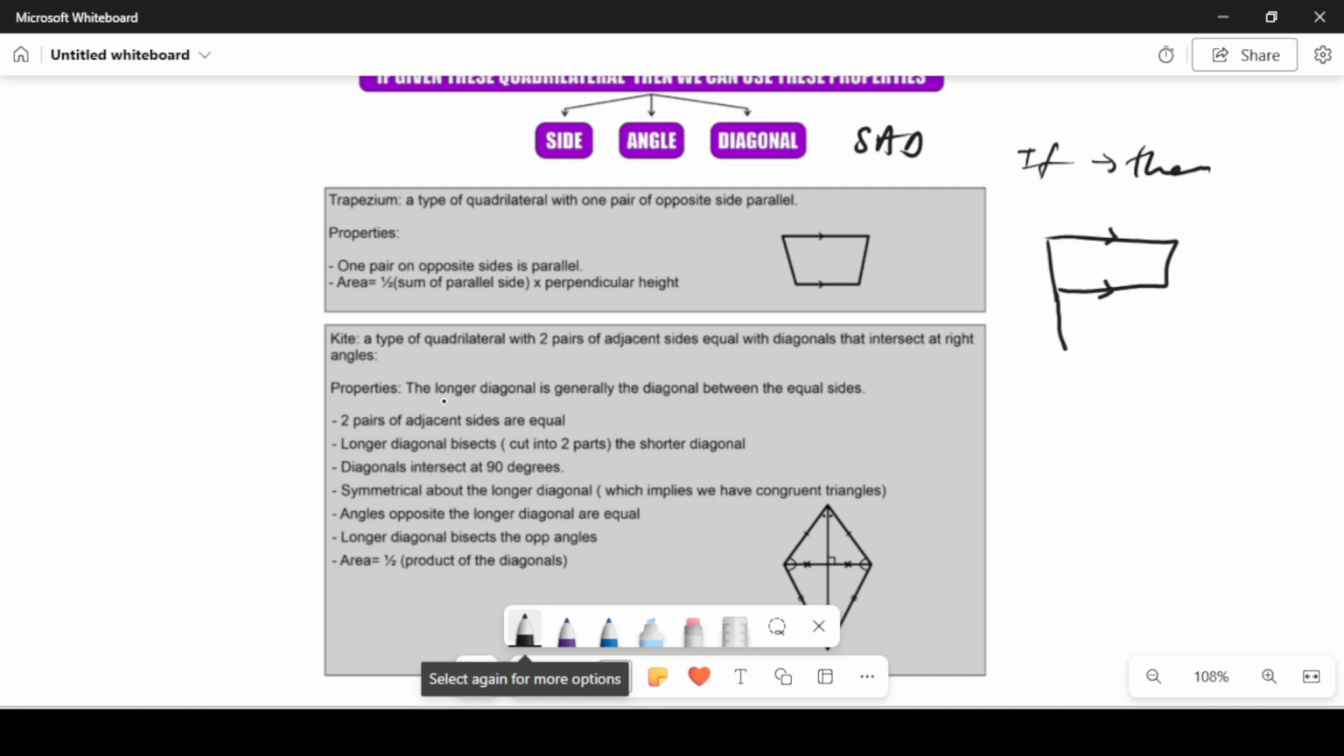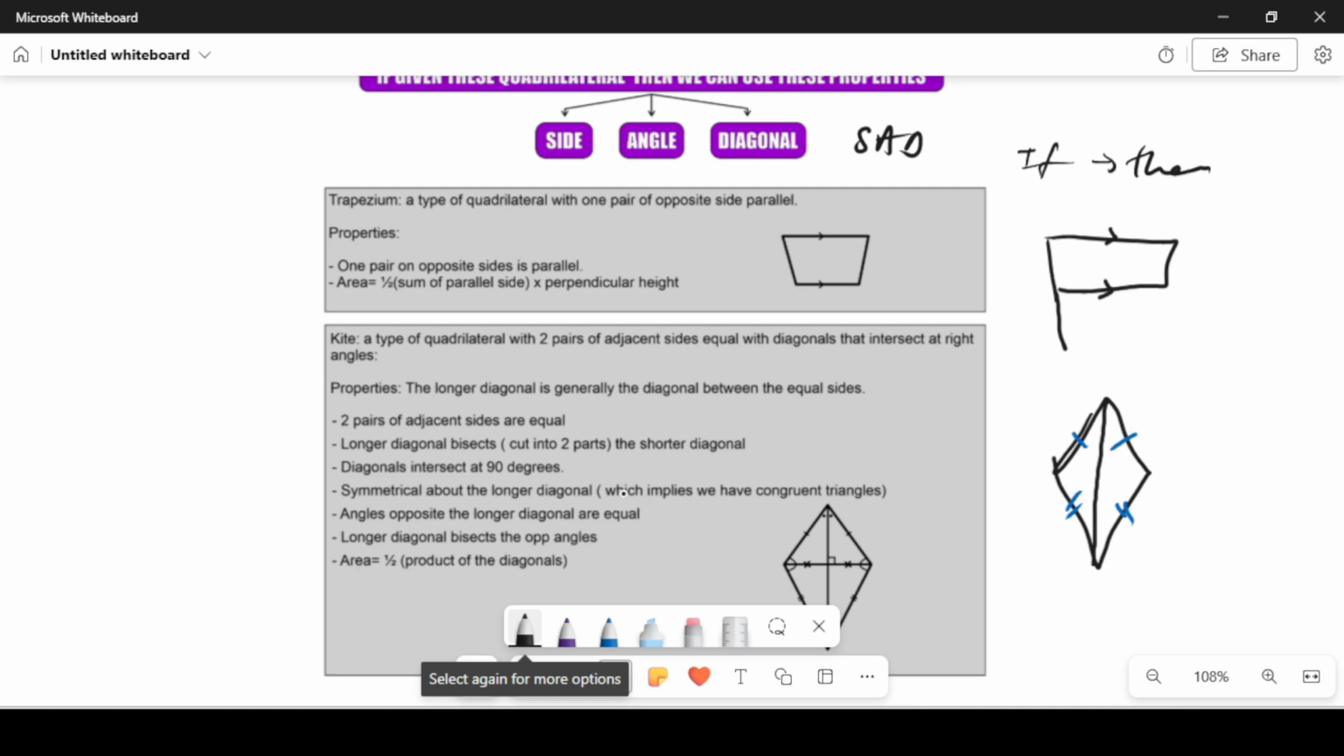I'll make mention of something very important here. The longer diagonal is generally the diagonal between the equal sides. So let's say you're given some random kite, and they tell you that these here are equal and these here are equal. The longer diagonal will be this diagonal here. That's the definition of it. We say it's the one in between the equal sides.